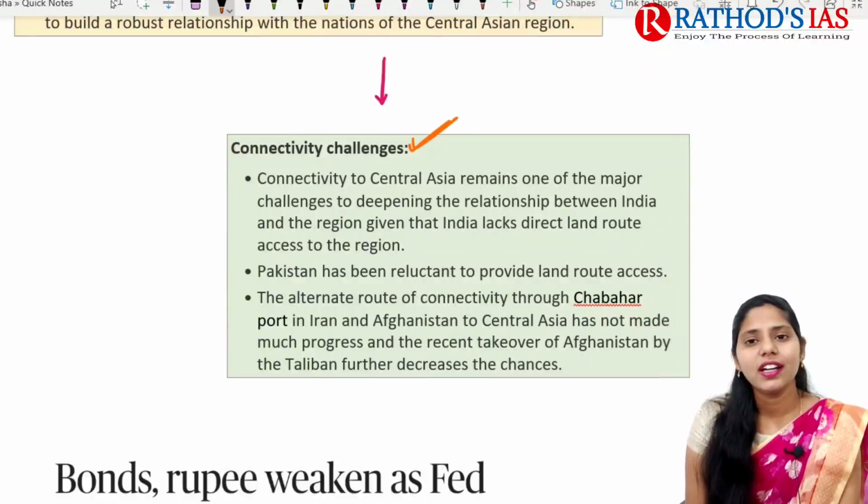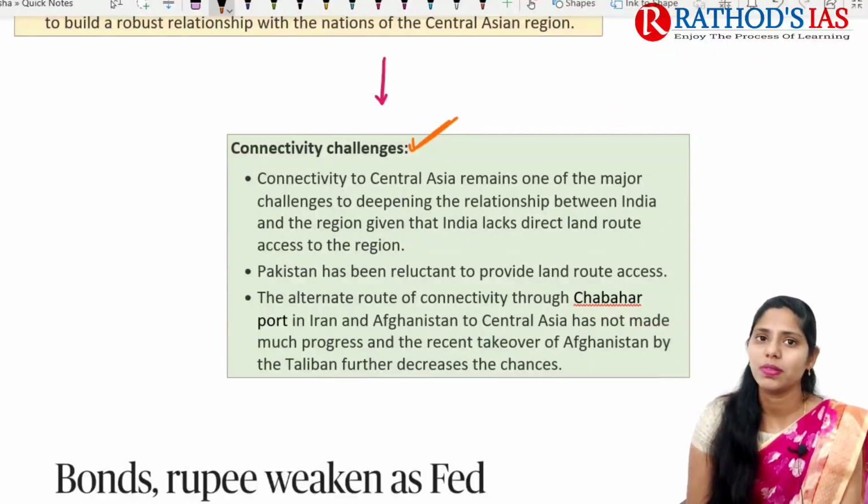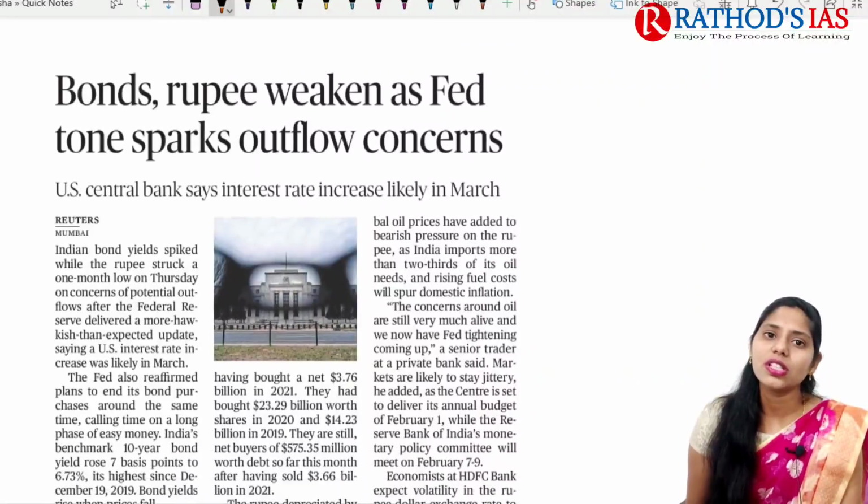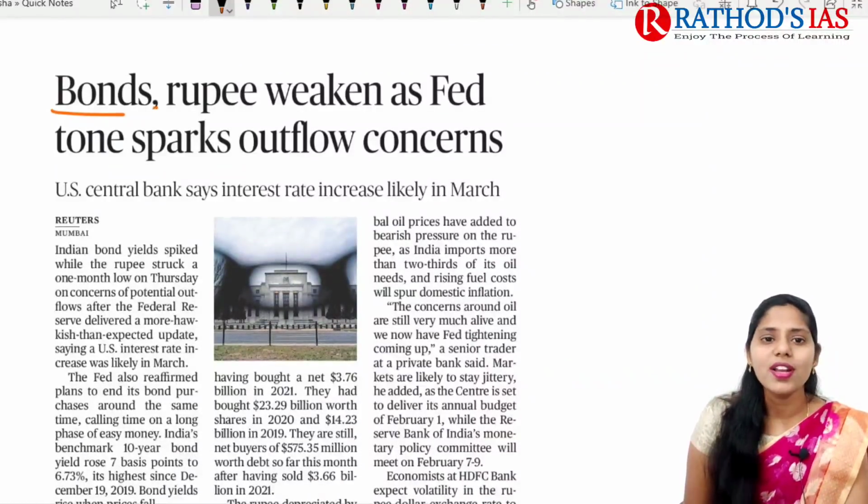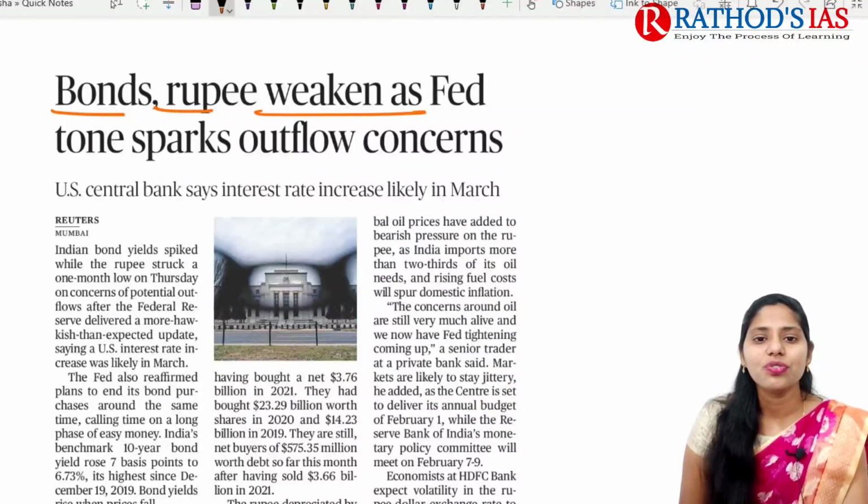Okay, so this is the entire gist of this article, and I hope it is very much clear now. Now let us try to see the next topic. It is regarding bonds, rupee weaken as Fed tone sparks outflow concerns.